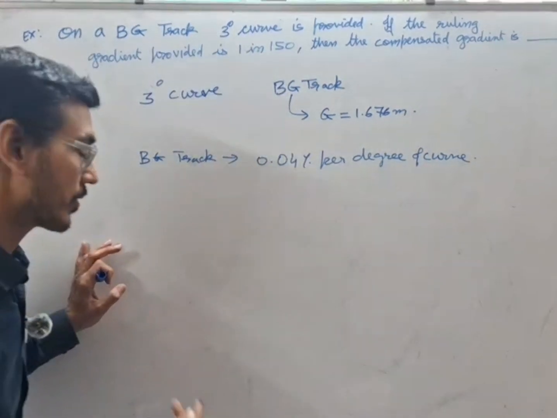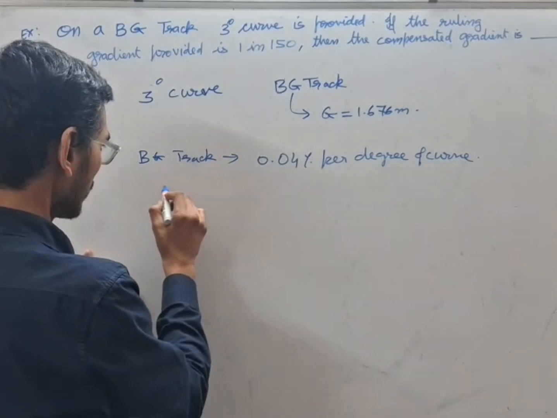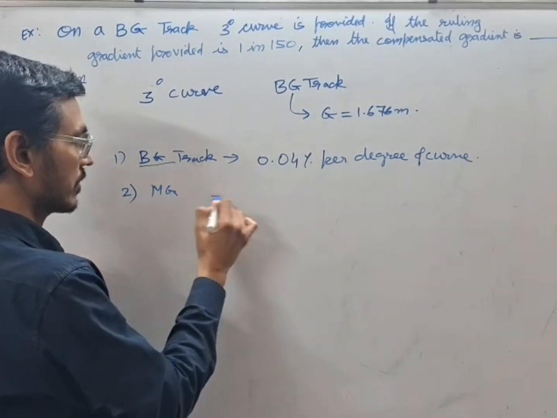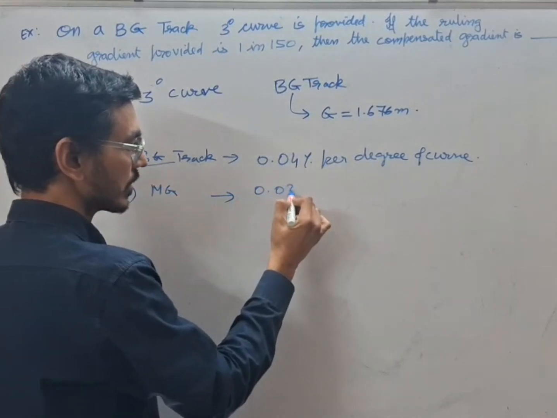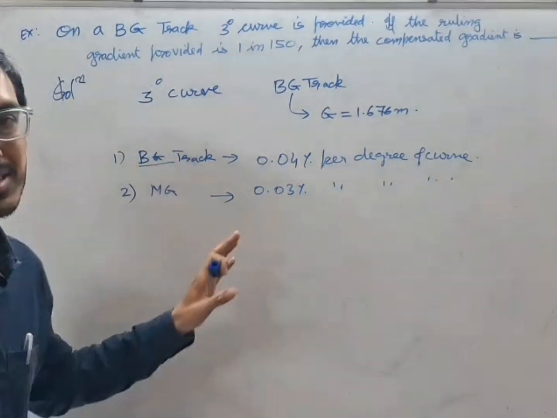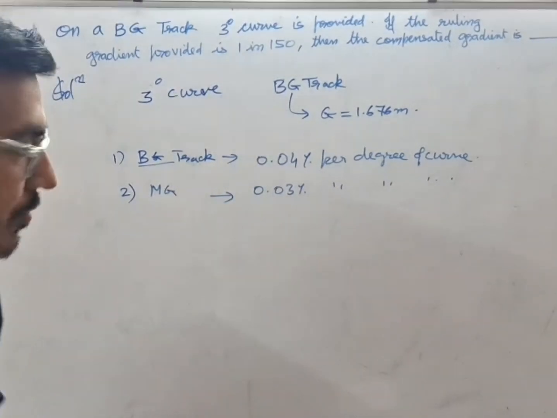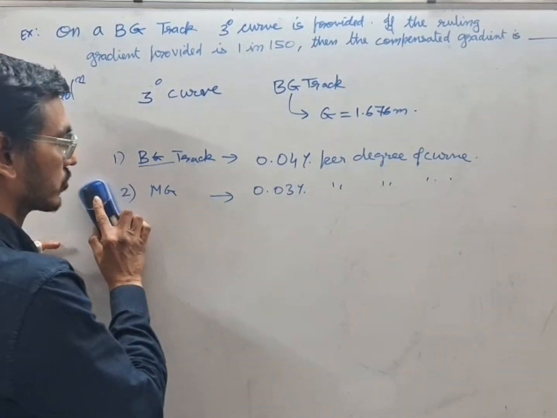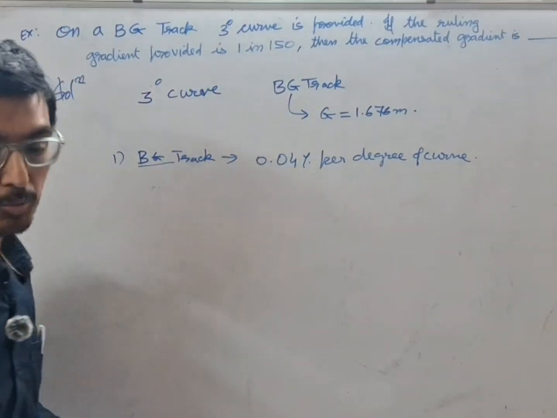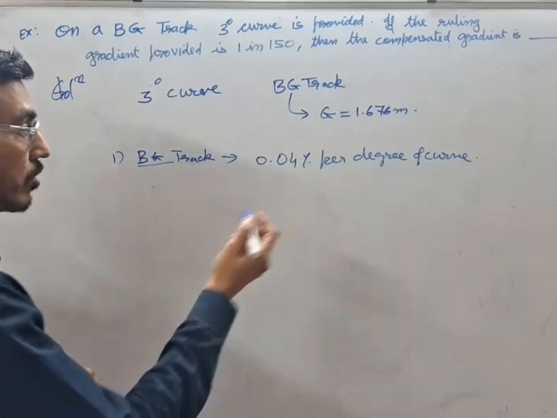And suppose it is not broad gauge, suppose it is meter gauge, then it will be 0.03 percentage per degree of curve. Okay, so this thing you have to remember. So mostly we will be using broad gauge only. So the grade compensation will be 0.04 percentage per degree of curve.